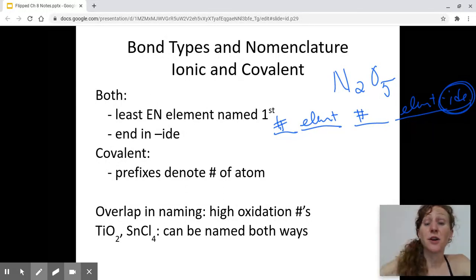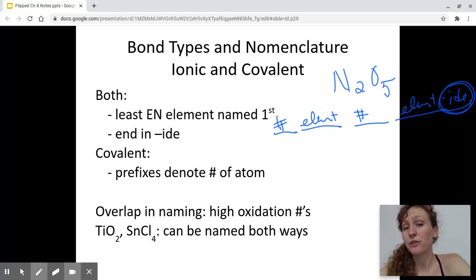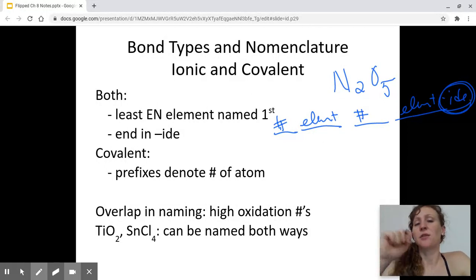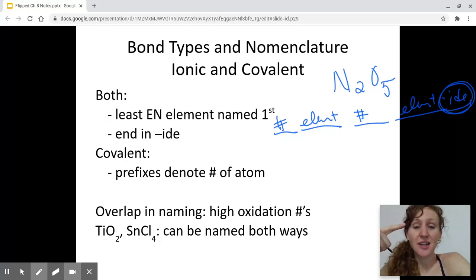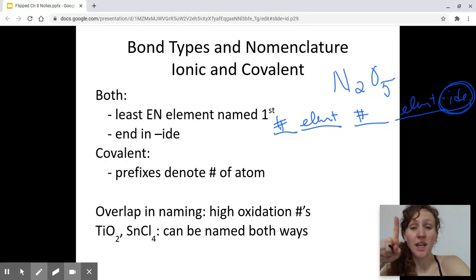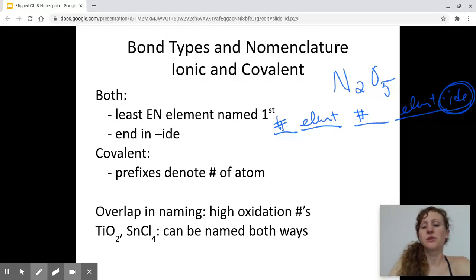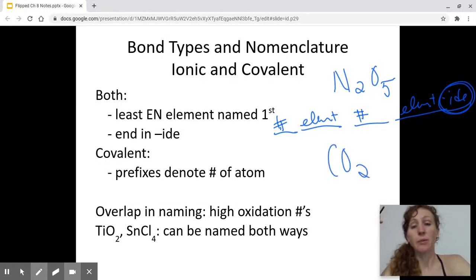These are from your ionic naming POGL from last year. If you really want to go deep into it again, reviewing that POGL would be a good idea, but I'll just give them to you here. A: if the first atom has only one, you drop the mono. Like CO2 is not monocarbon dioxide, because there's only one of the first atom, so we drop the mono. It's just carbon dioxide.